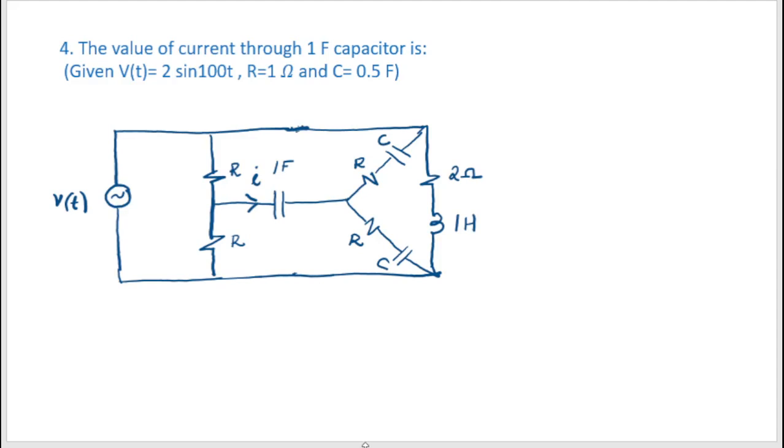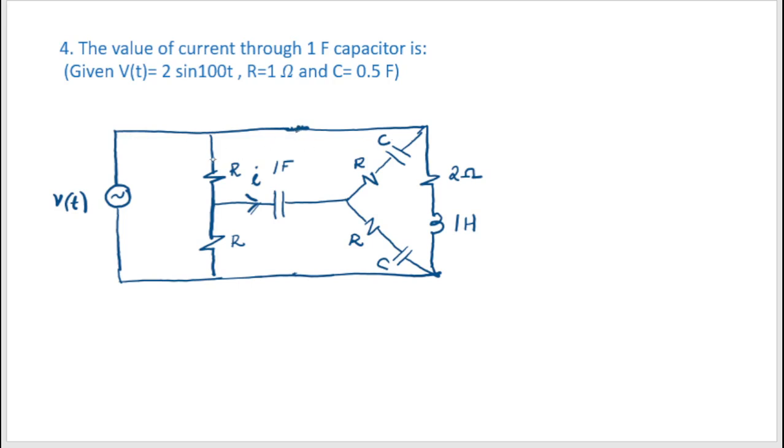The value of current through the 1 farad capacitor is to be found in the given circuit. Here we have to find this current I that is flowing through the 1 farad capacitor. So first we will rearrange this circuit, since this is an equipotential point.